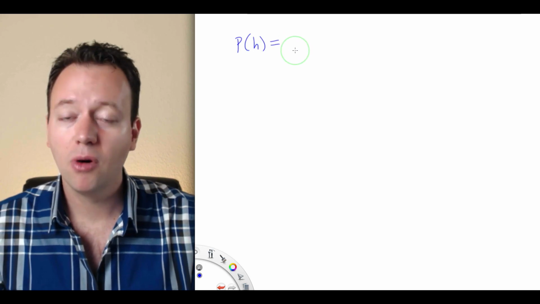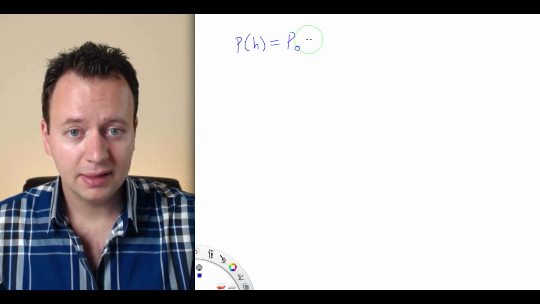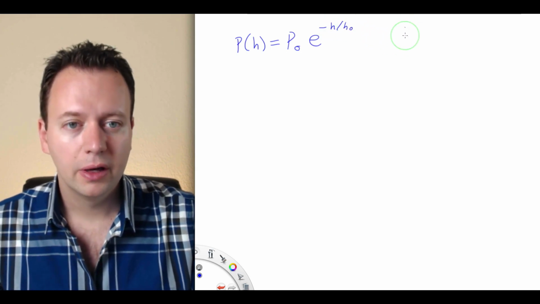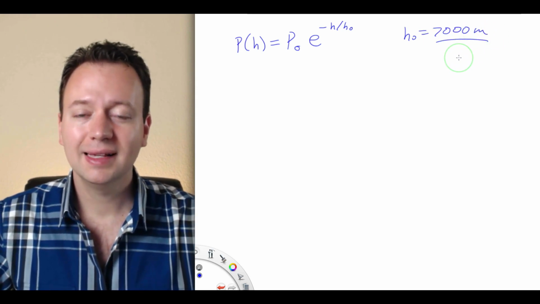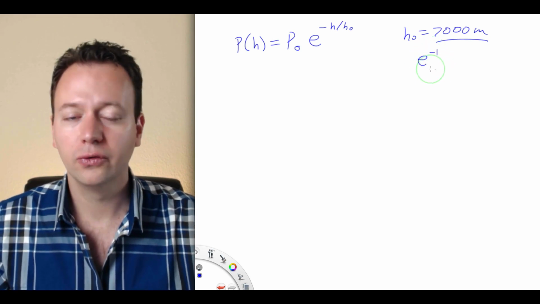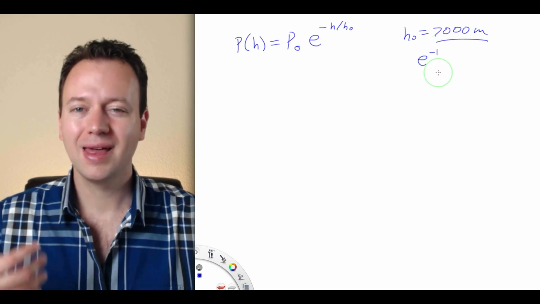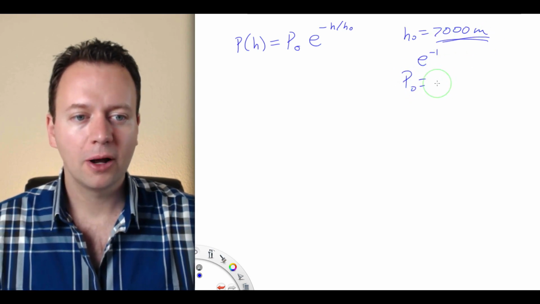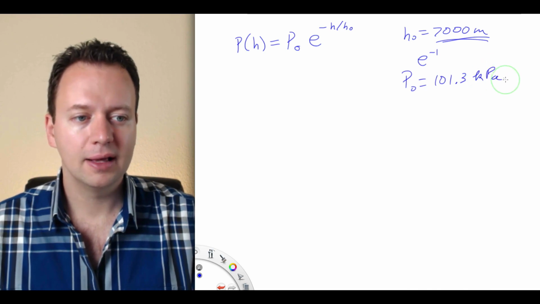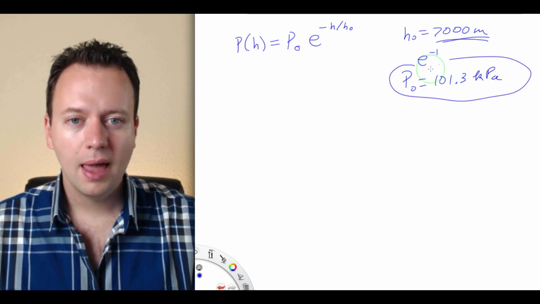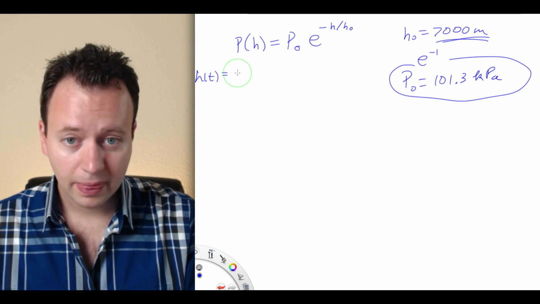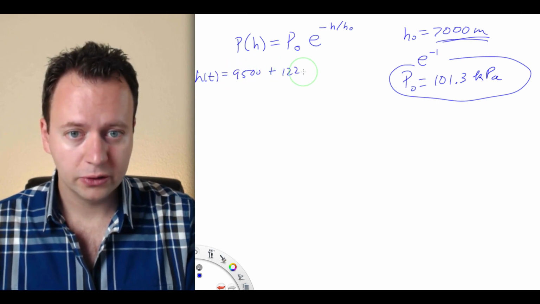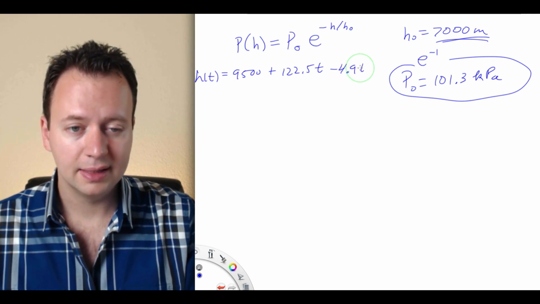So let's say that the atmospheric pressure can be modeled as, well, it is modeled, P0 e to the minus h over h0. So h0 is a benchmark altitude, and this is 7,000 meters. It's basically the altitude at which pressure is a factor of 1 over e times the atmospheric pressure at the surface, and that happens at about 7,000 meters. Atmospheric pressure is 101.3 kilopascals. And then for our particular aircraft, let's say that h of t is 9,500 plus 122.5 t minus 4.9 t squared.